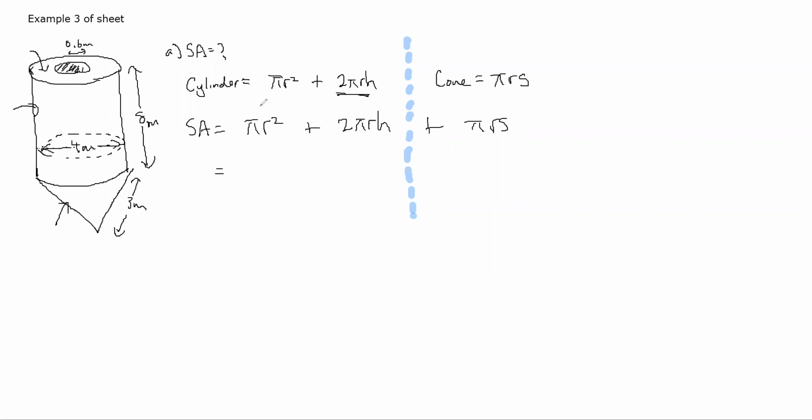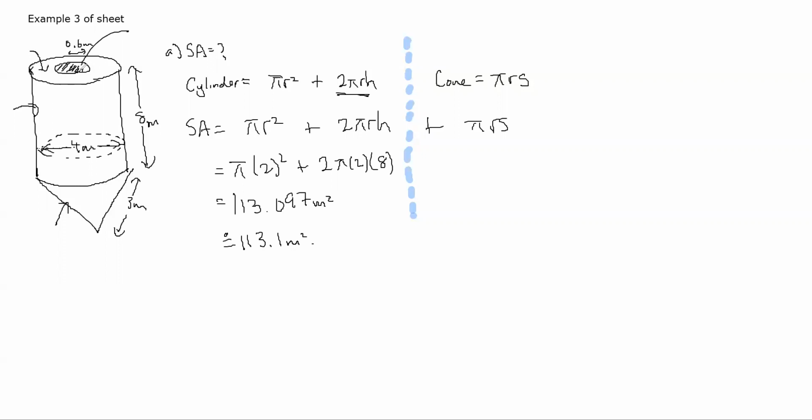The cylinder has a radius of 2 meters because the diameter is 4, so the radius must be 2. Plus 2 pi r, and the cylinder has a height of 8. So that would be 4 times pi plus 2 times pi times 2 times 8, which is 113.097 meters squared. I'm going to round it to 113.1 meters squared.